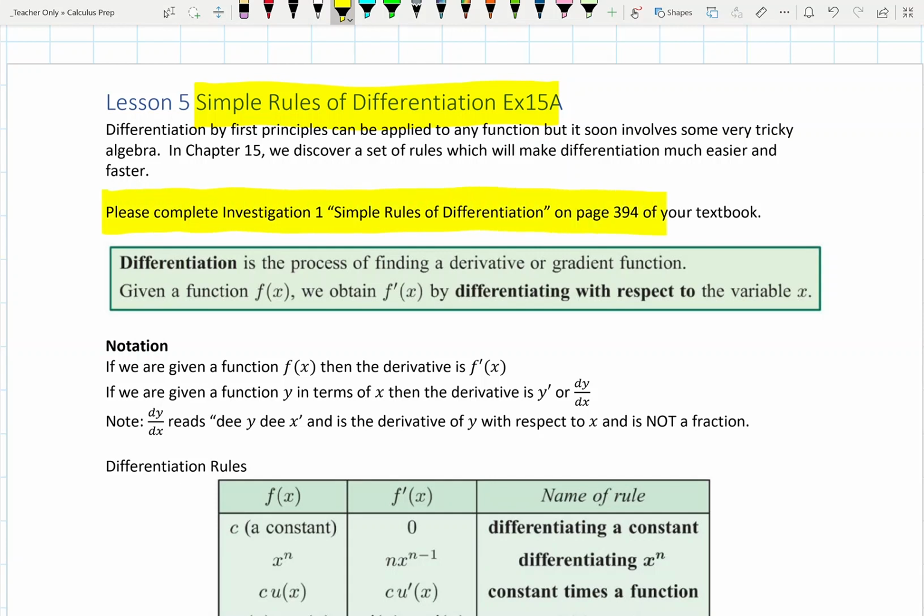Before you go any further, please make sure that you've actually done the investigation on page 394 in your textbook. Pause the video now and come back to it.